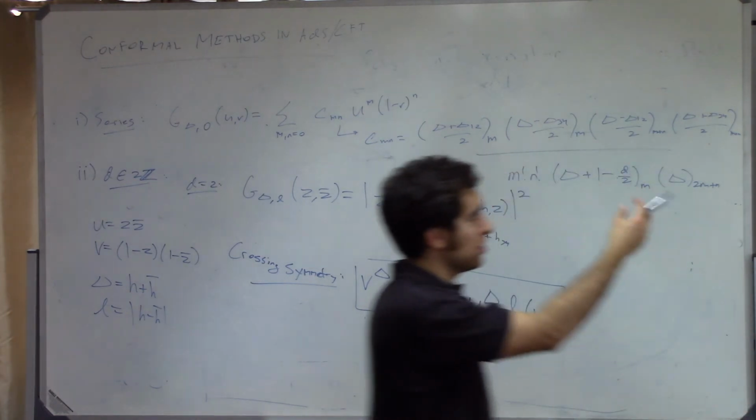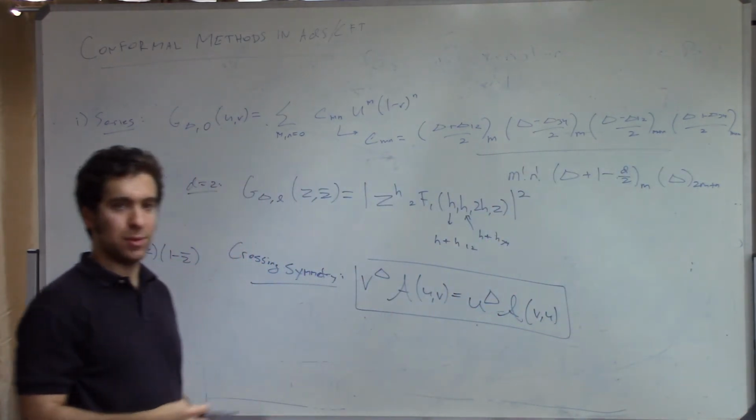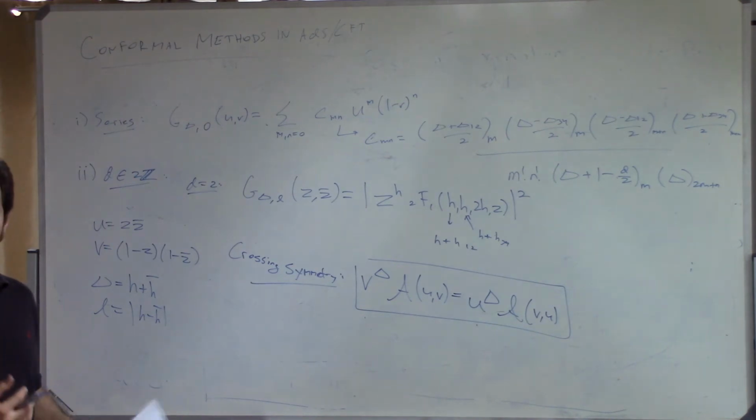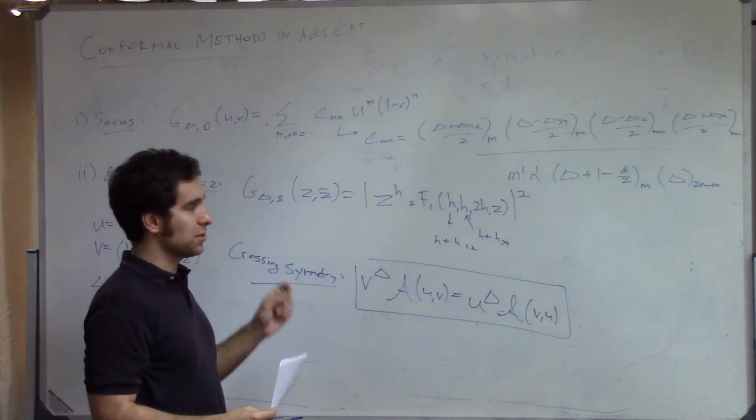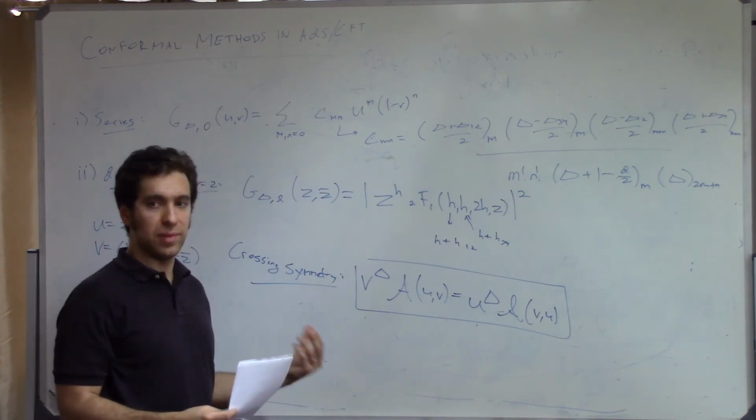So there are 3 different ways to pair up the operators. And associated with each way is what we'd call a different channel for the 4-point function. And the statement of crossing symmetry is that the result has to be invariant under which choice you make.